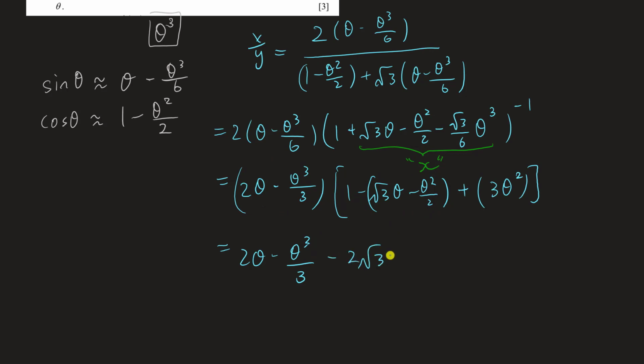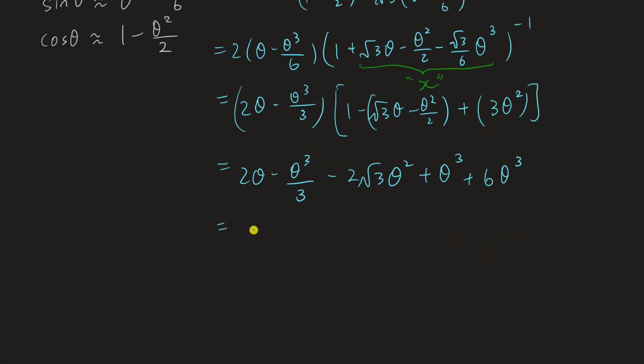Minus 2 root 3 liter square. 2 liter times negative negative positive plus liter cube. And then finally, this and this, the only thing that's required is this one. Last term, plus 6 liter cube. Add them all up, I should get 2 liter minus 2 root 3 liter square. 6 plus 1, 7. 7 minus 1/3, which will give us 20 over 3 liter cube.